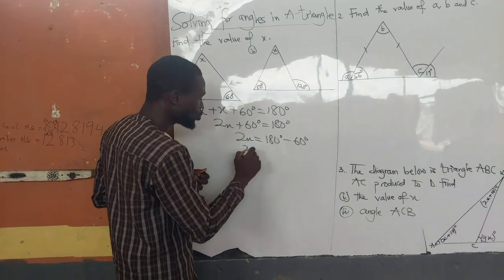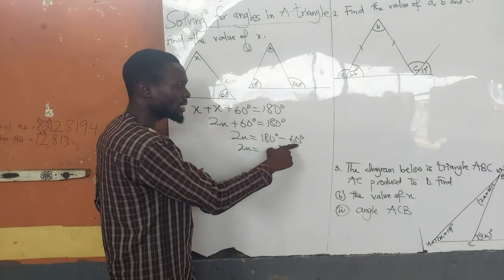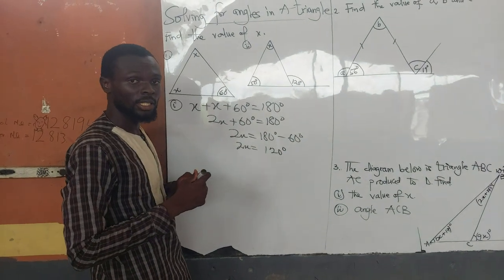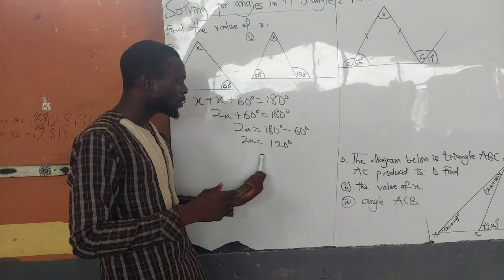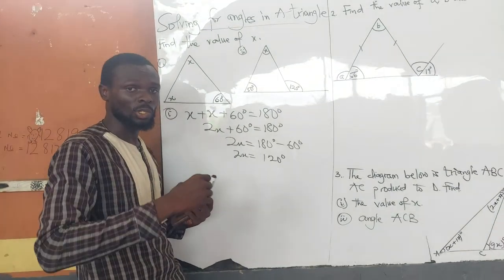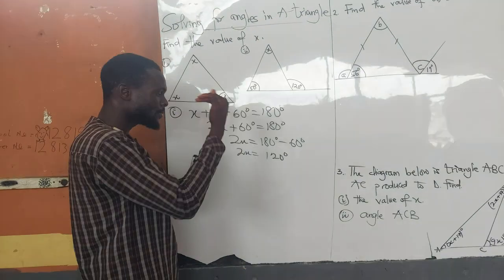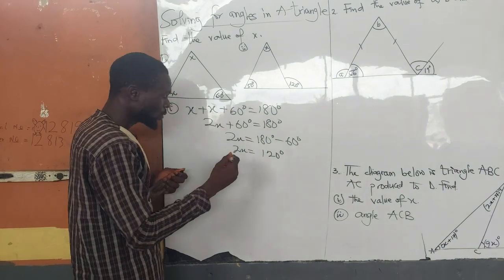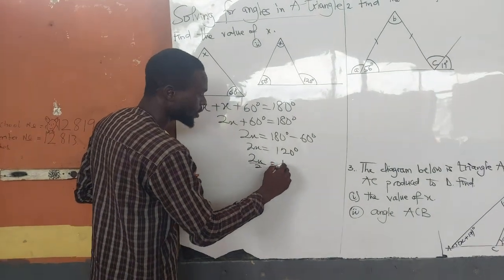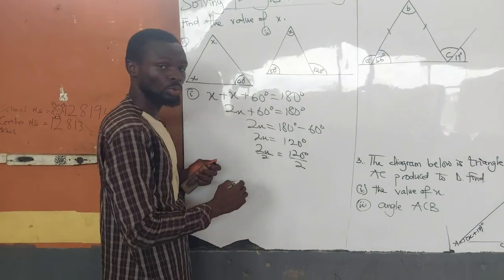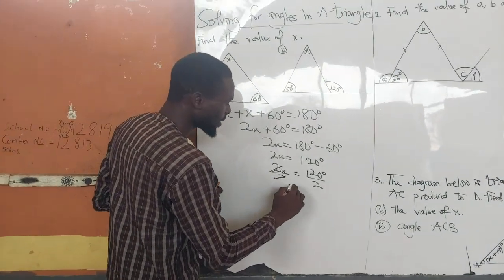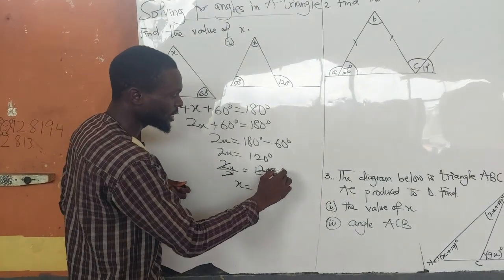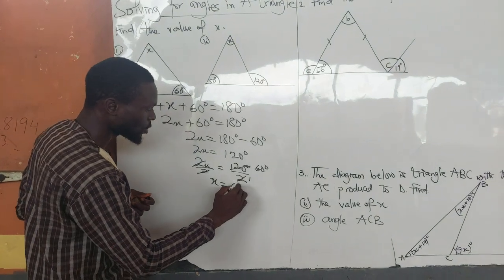So this is going to give you 2x is equal to, if you take 60 from 180, you are left with 120 degrees. From here, anytime we are making x the subject, or we are solving for x, we divide both sides by the number close to x, which is the 2. So we are going to divide this side by 2, and also divide this side by 2. So if this cancels out, you have x is equal to, now 2 is going to itself 1, 2 is going to this value 60 degrees. So x is equal to what?